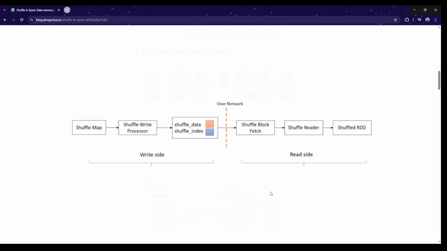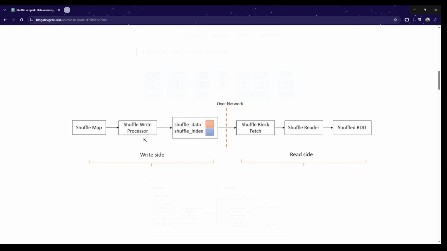Each shuffle has two sides. One is the shuffle write side, and another one is the shuffle read side. In the shuffle map, you can simply say it is a producer where the data is, and this is the side where the data needs to be present, or it is required on this side.